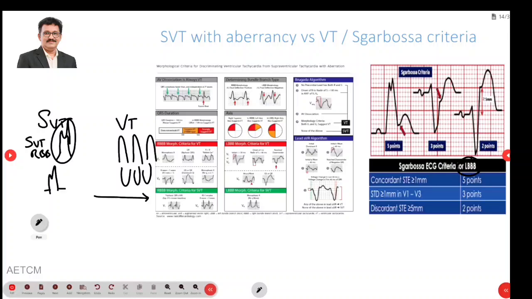Okay. So each type of aberrancy, SVT with RBBB or SVT with LBBB, will vary from V1 to V6. The morphology of the ECG complex will vary. But in VT, it will not vary. Okay.